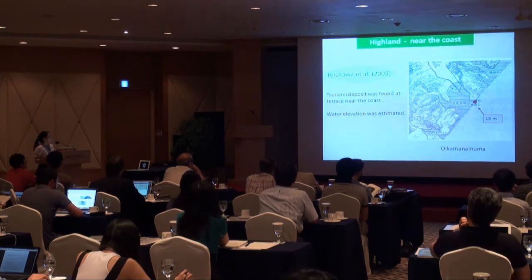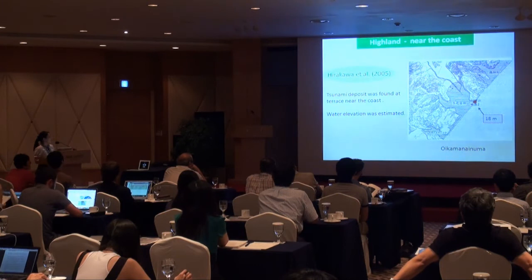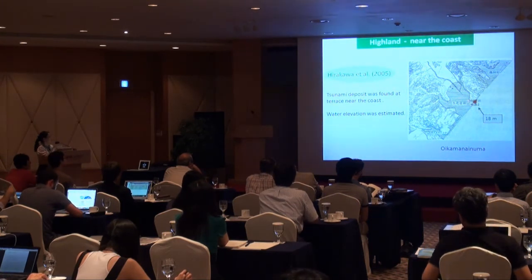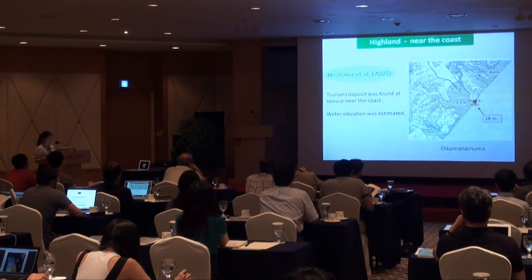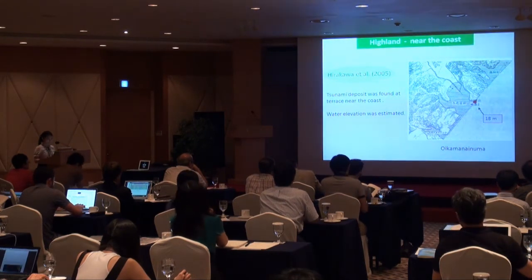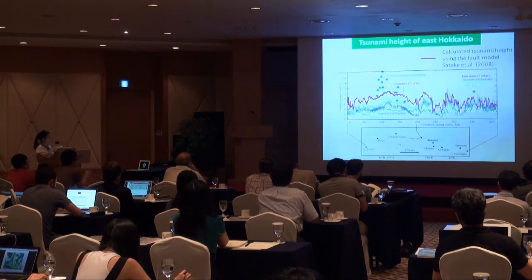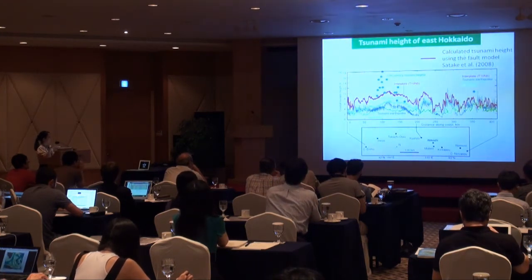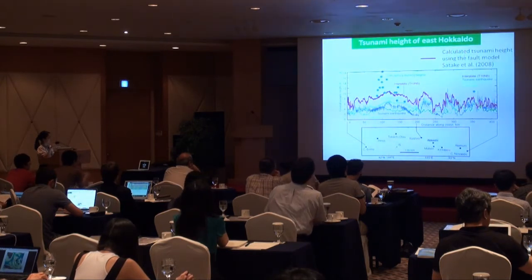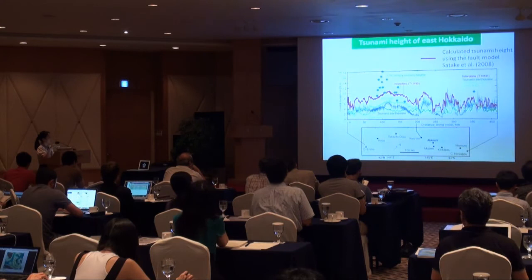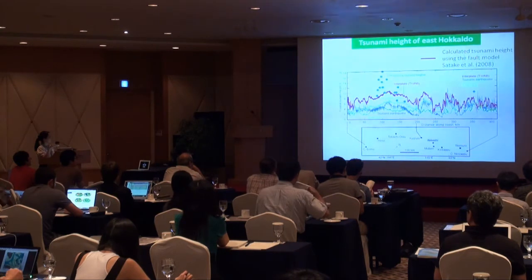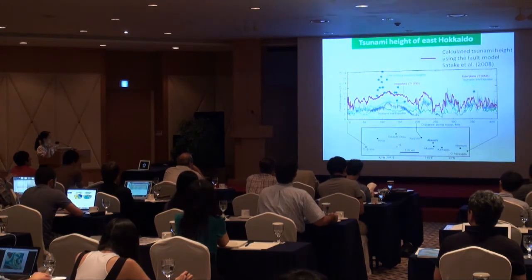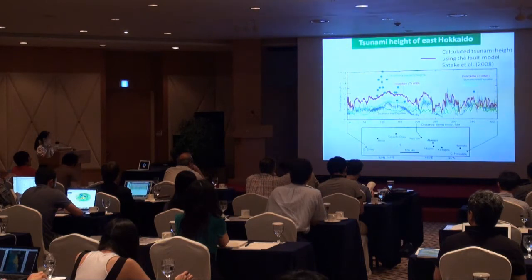On the other hand, Hirakawa et al. 2005 found the tsunami deposit at terraces near the coast and estimated the water elevation. This figure shows Cape Erimo to Cape Nosappu from the east coast of Hokkaido. This figure shows the coastal tsunami height of the east coast of Hokkaido.